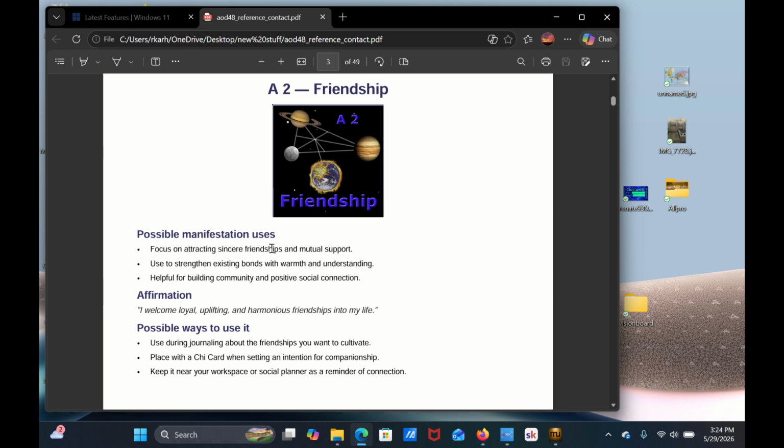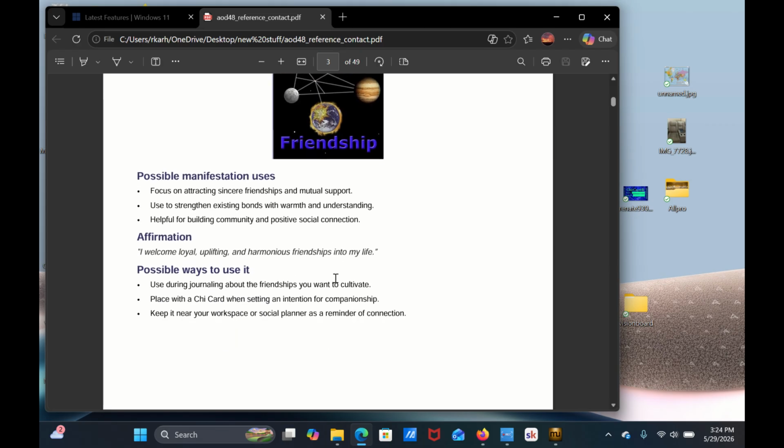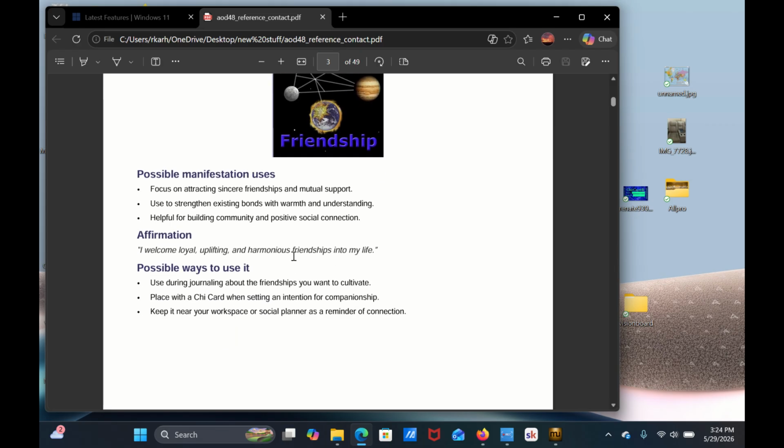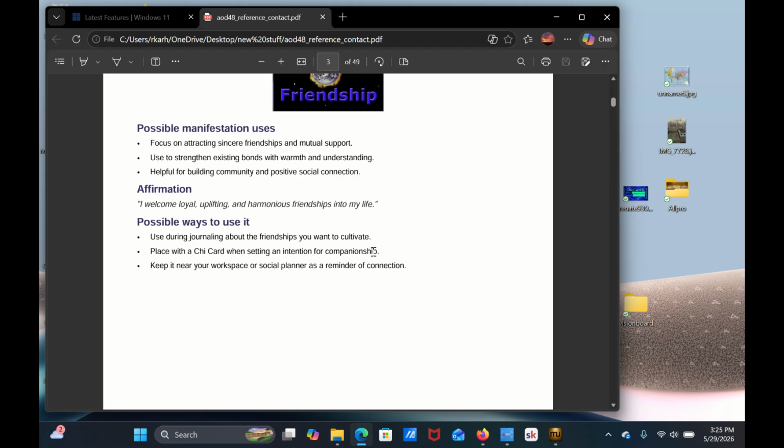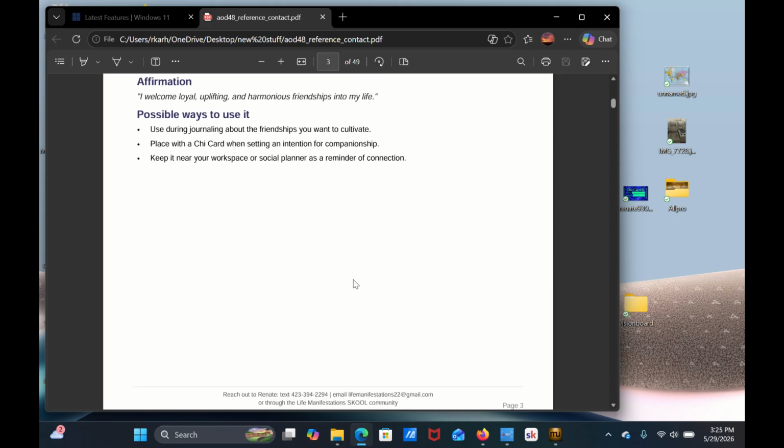Friendship. Focus on attracting sincere friendships and mutual support. Used to strengthen existing bonds with warmth and understanding. Helpful for building community and positive social connection. Affirmation: I welcome loyal, uplifting, and harmonious friendships into my life. Possible ways to use it: use during journaling about friendships you want to cultivate. Place with a cheat card when setting an intention for companionship. Keep it near your workspace or a social planner as a reminder of connection.